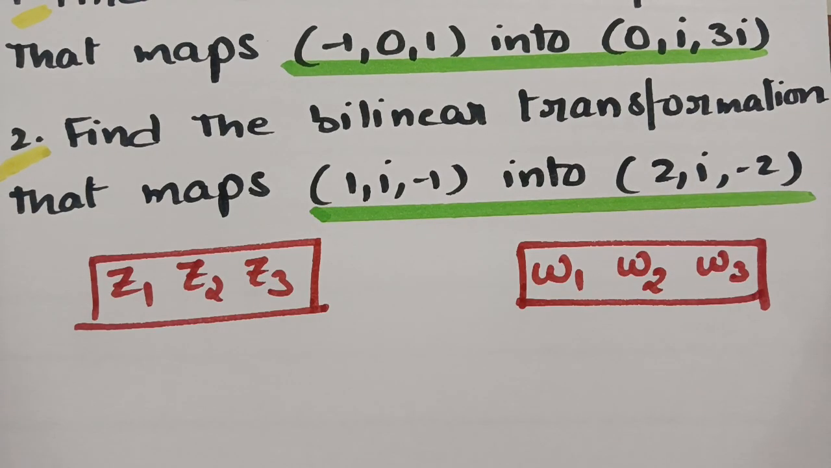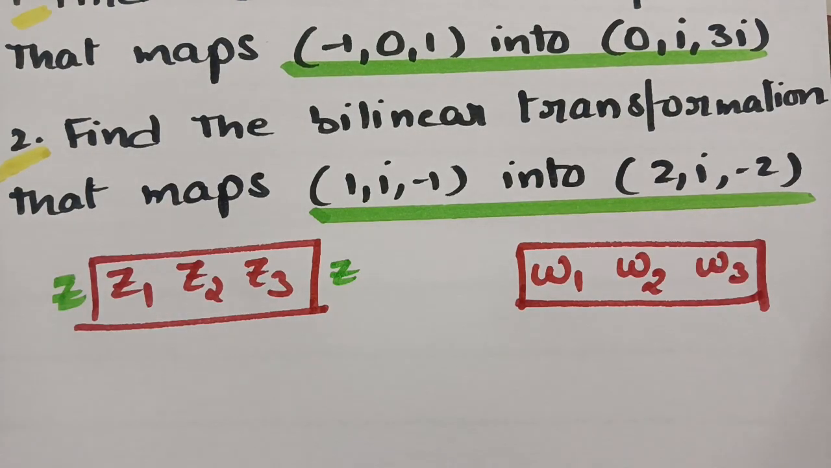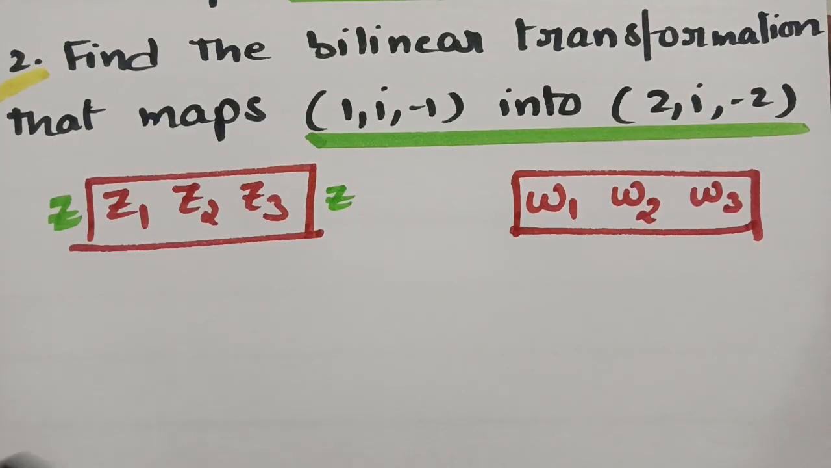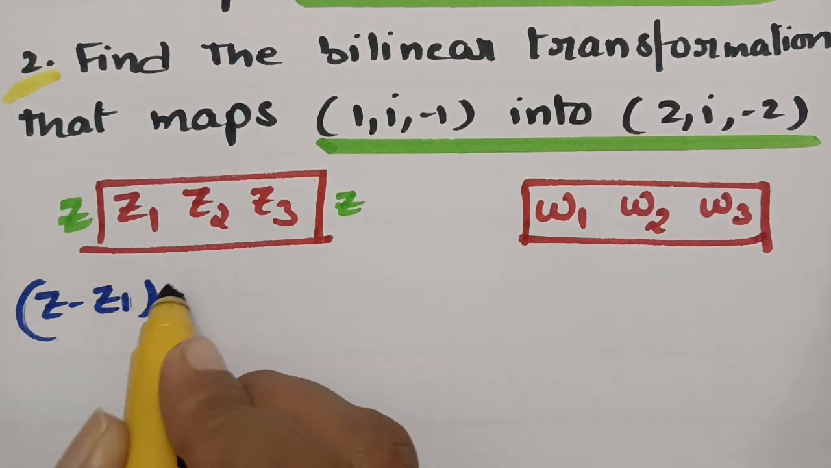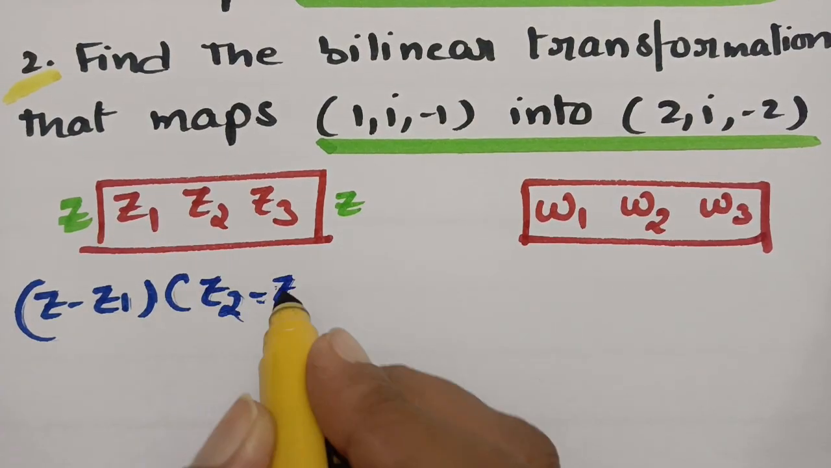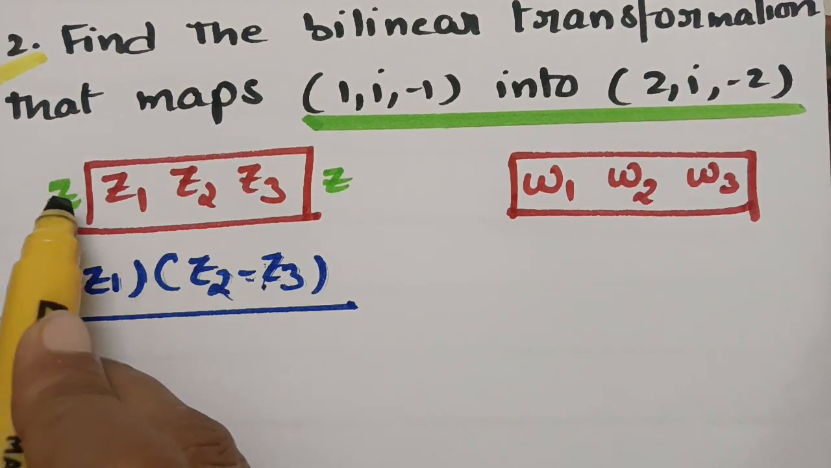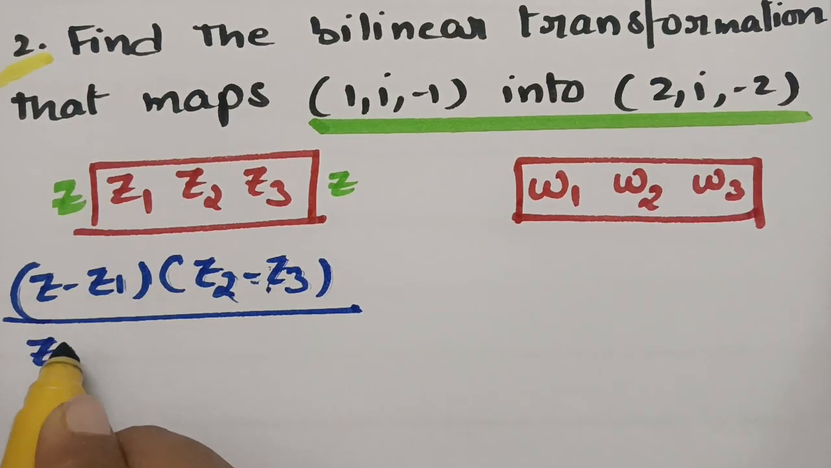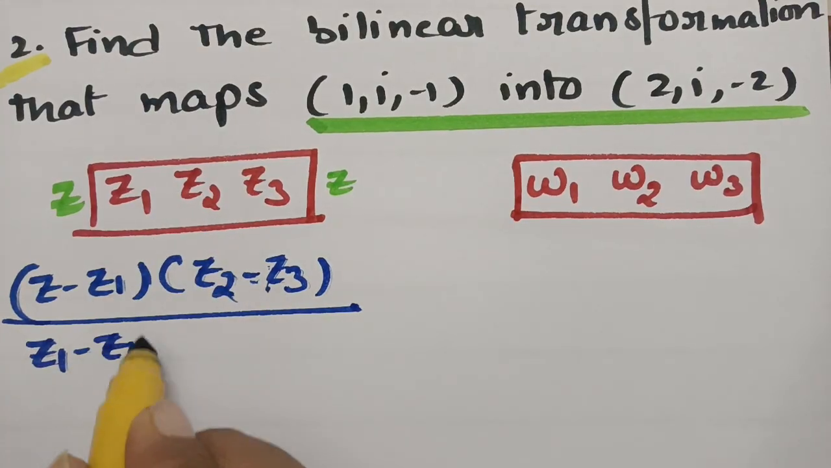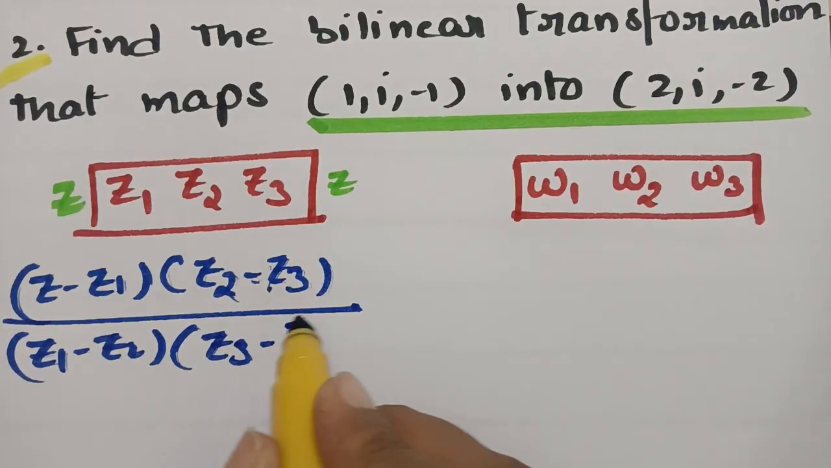First of all, we have to consider z on this side and z on this side. I'll show why. The formula is like this. The first one is z minus z1, and the next one is z2 minus z3, divided by, this time we neglect this z and start with this side, z1 minus z2 into z3 minus z.